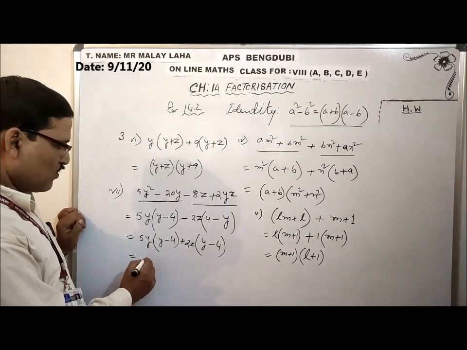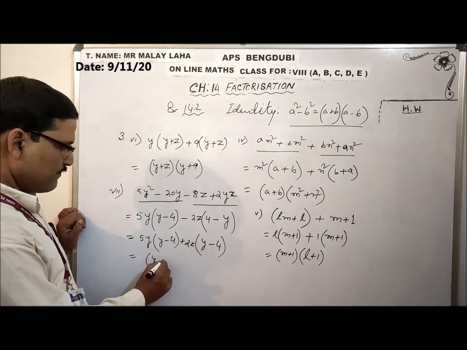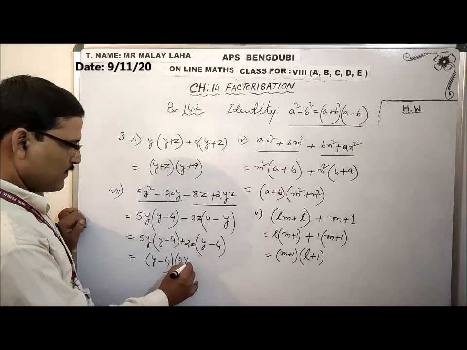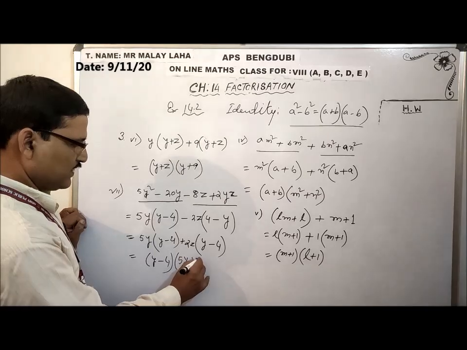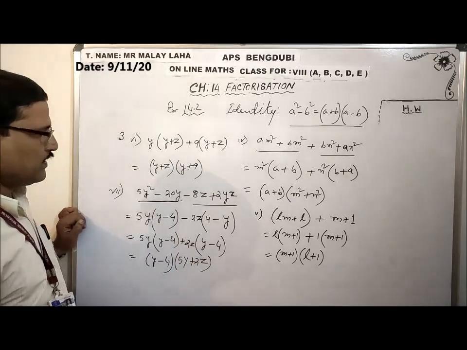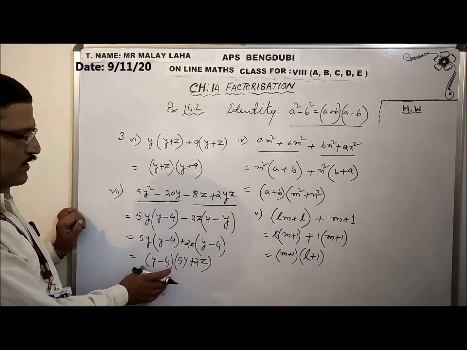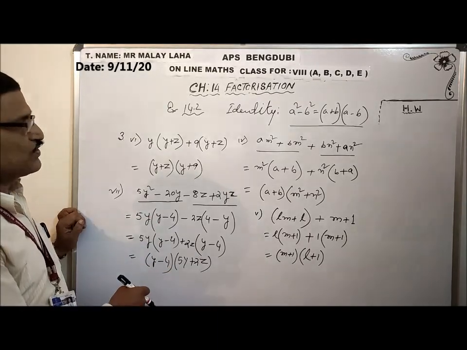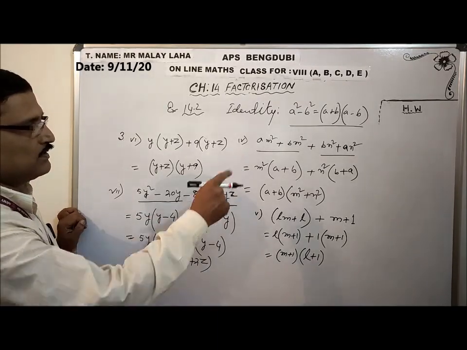What is the overall common factor? y minus 4 and 5y plus 2z. Okay, this quadrinomial is a product of the two factors. Clear? Very important question. This question is also very important, like this one.